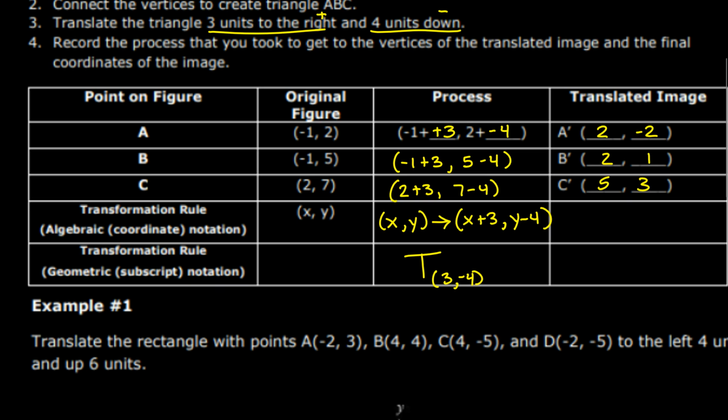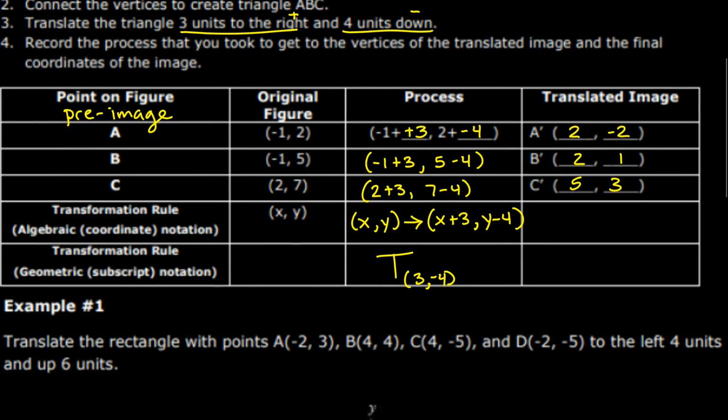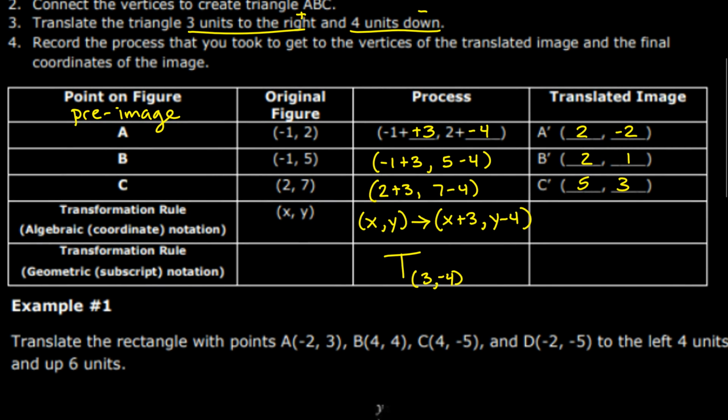Now, before we move on also, do you guys remember what you called the original image in a transformation? I like parent function. You're going to need that in algebra too. This is the pre-image. And the translated image is just called the image. So pre means to come before, right? That's why it's called the pre-image.